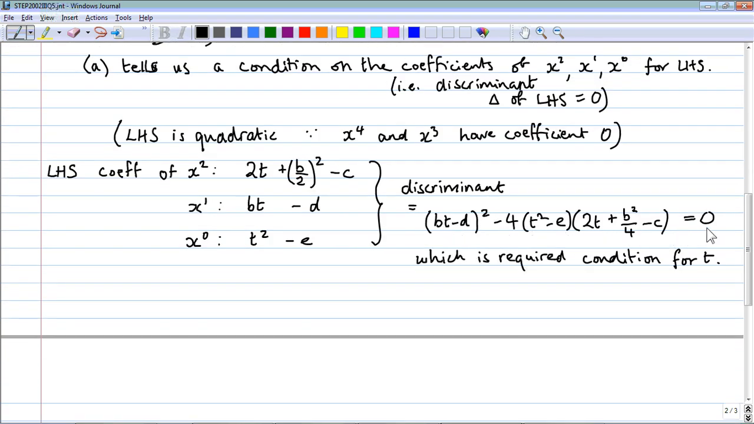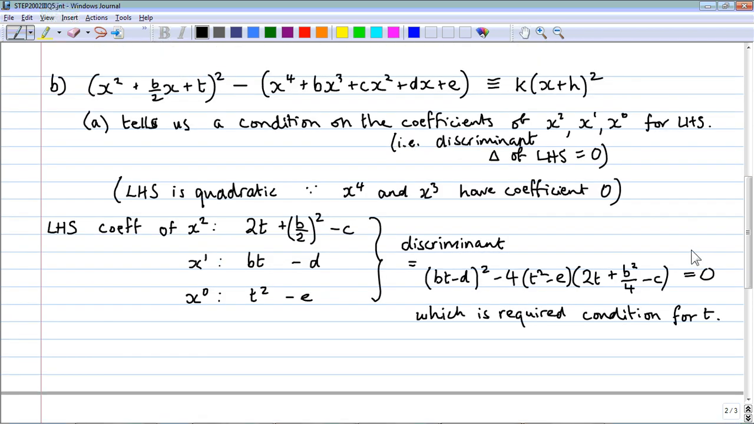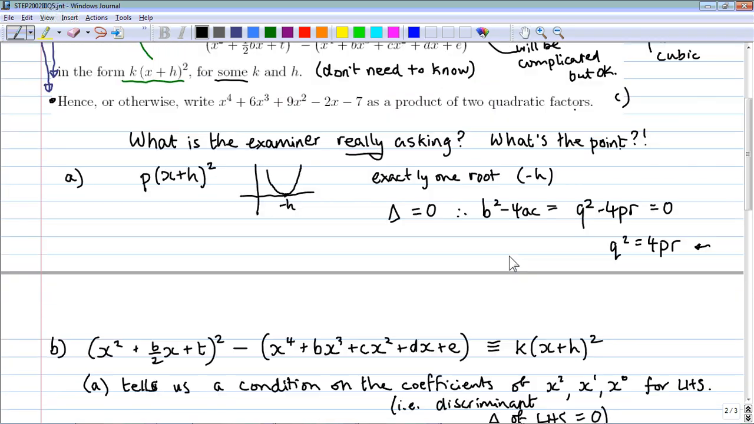We see here a complicated condition for t, an equation for t. We notice actually that this is a cubic equation for t. But we're not going to solve it here because we have all these letters B, D, E and C, which is a bit annoying. Alright, now let's look at the third part.